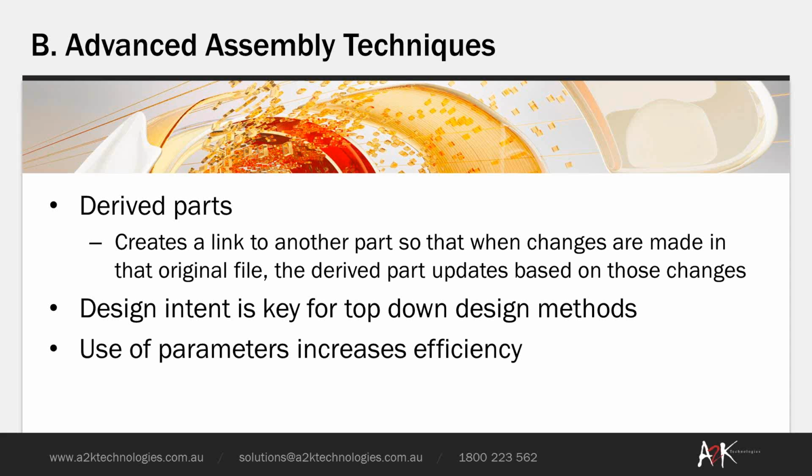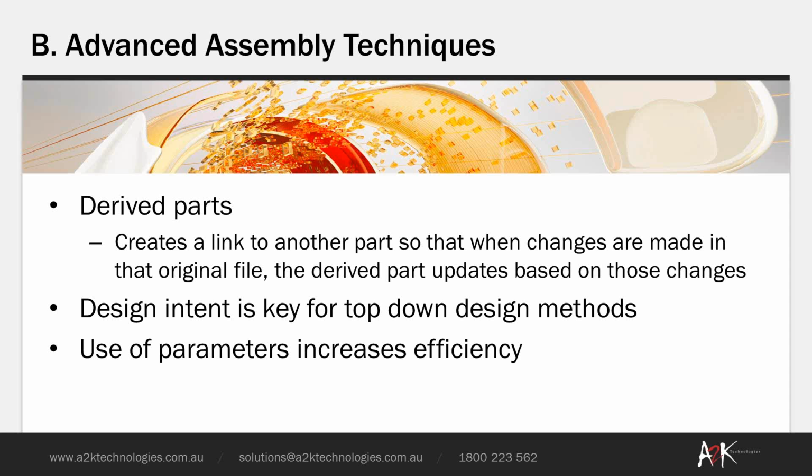So for example, if you're building a car and you've got a left-handed wing mirror assembly and you've also got a right-handed mirror assembly, then you only need to create the left-handed assembly and you can derive a part based on that, such that if I make any changes to my left-hand assembly, the derived part updates. So I can create a left-hand side and derive a right-hand side part. That's quite useful for multiple things.